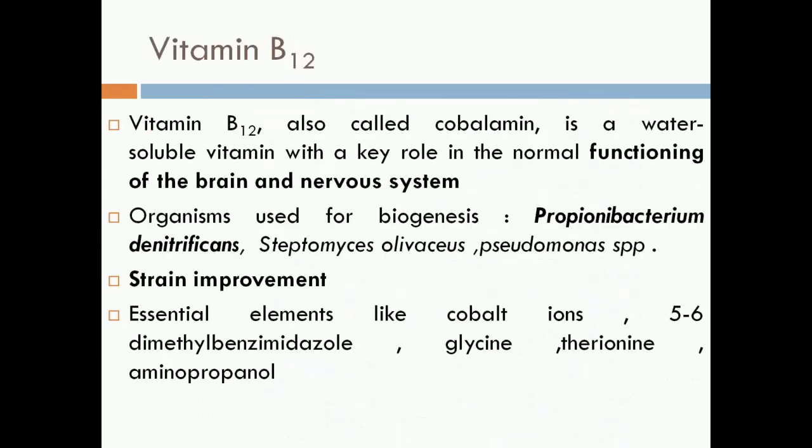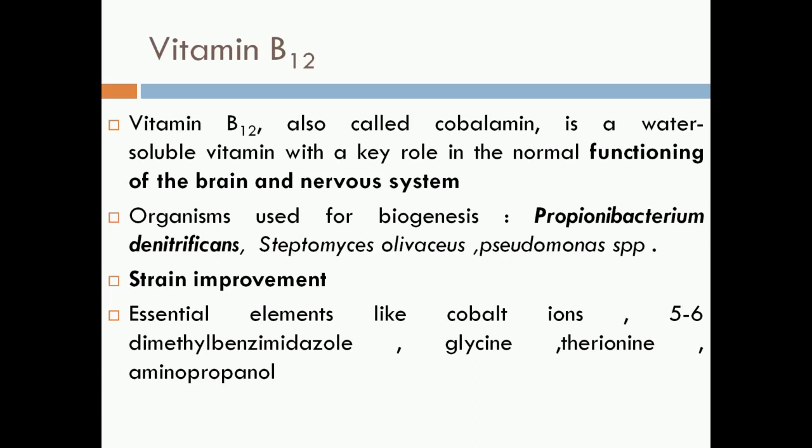The next product that we have is vitamin B12. Okay, vitamin B12 is also called cobalamin. Cobalamin is a water soluble vitamin which is very much essential for the normal functioning of your brain and nervous system. So if you want your brain and nervous system to function properly, you should have a good amount of vitamin B12 in your diet.